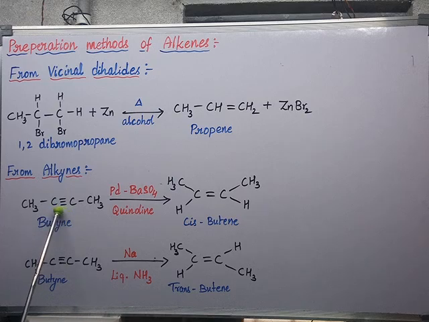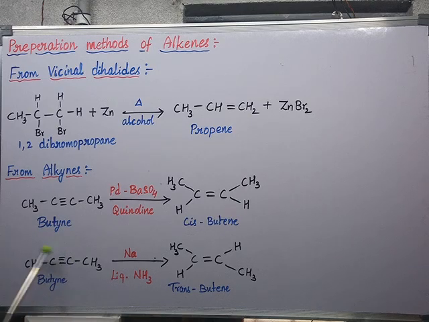So that means one pi bond undergoes reduction. On addition, two hydrogens are added to this particular compound through the reduction process. You can see two hydrogens are added on the same side. So we call this cis-butene. Next let us see the trans-butene formation.